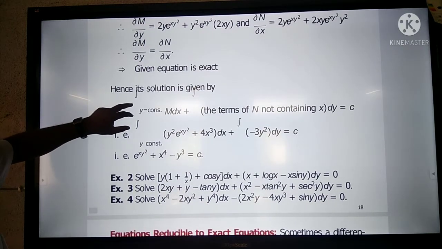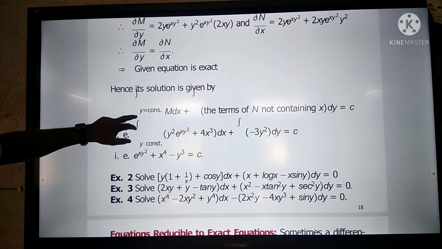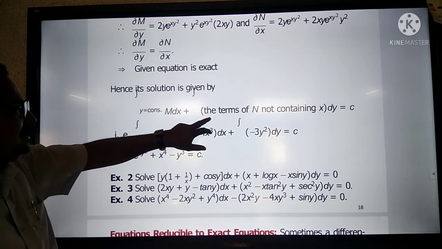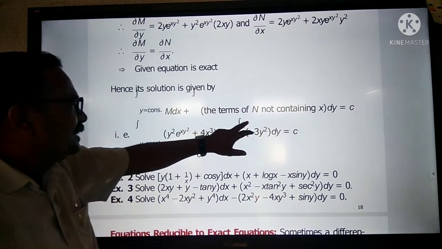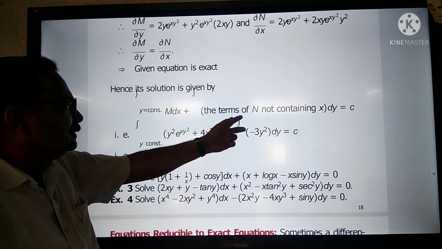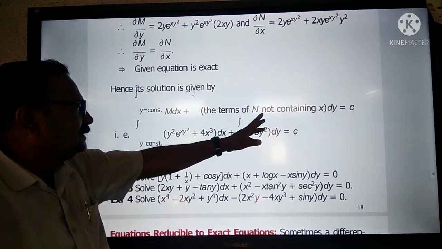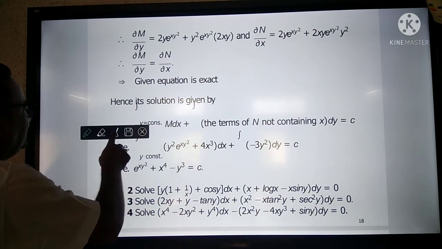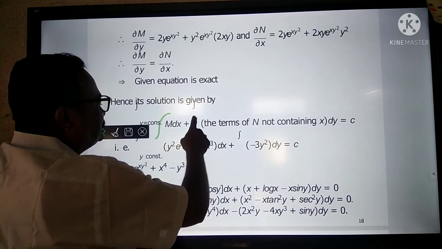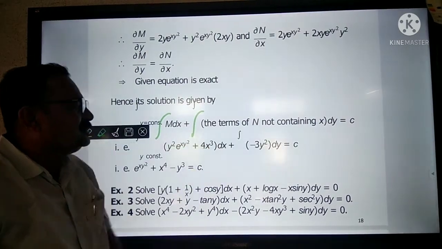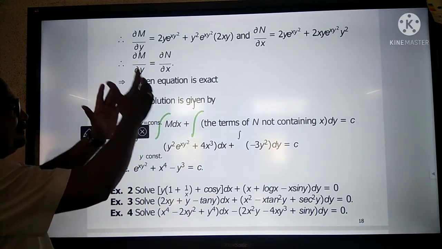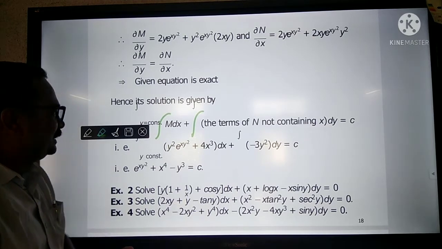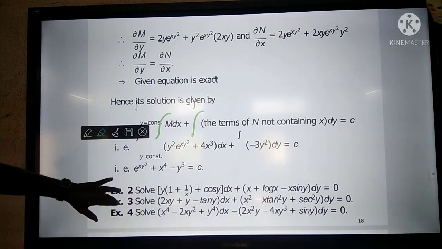If the equation is exact, then its solution can be written as the integration of M dx plus the integration of those terms of N not containing x, dy, equals 0. So, you know what M and N are; take those terms of N which do not contain x. Integrating, we get the solution of that.